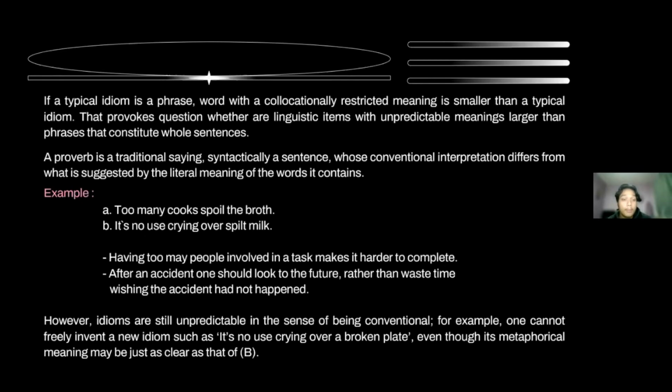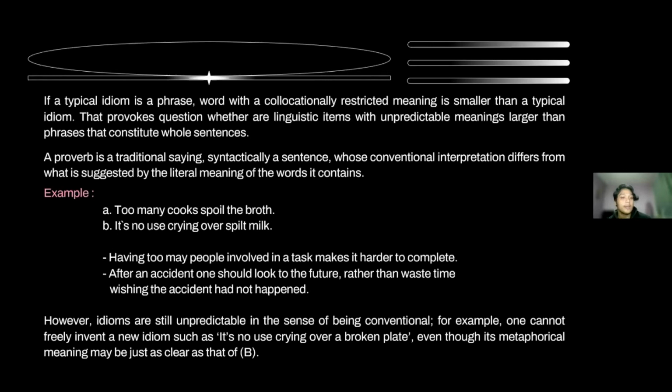That provokes the question of whether there are linguistic items with unpredictable meaning larger than a phrase, that constitute a whole sentence. A proverb is a traditional saying, syntactically a sentence, whose conventional interpretation differs from what is suggested by the literal meaning of the words it contains. Example A: Too many cooks spoil the broth. It means that having too many people involved in a task makes it harder to complete.